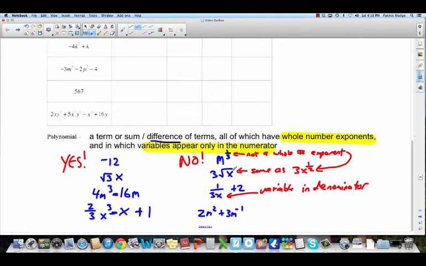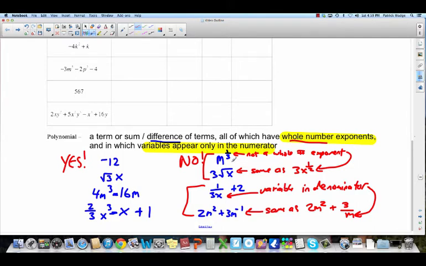Okay, there's 2 ways you could think of this, why this doesn't work. One way is because negative 1 is not a whole number, so you know for sure that it is not a polynomial. The other way you could think of this is the same as 2m squared plus, what's this negative here? This is a flippin' negative. So this is the same as 3 over m. Hey look, you have a variable in the denominator again. So these two cases here kind of go together, and these two cases up there kind of go together.